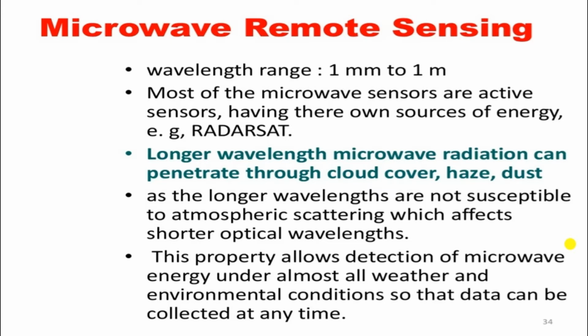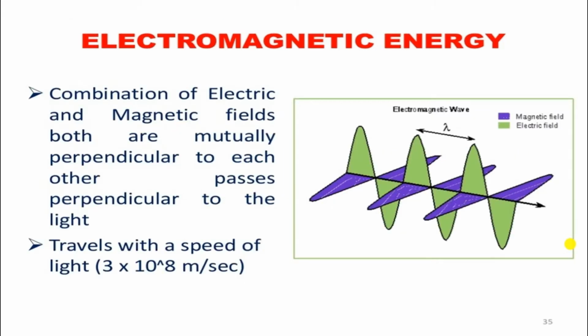If you want to know about the earth surface during the rainy season, we have to use microwave remote sensing. Now we are moving to electromagnetic energy.